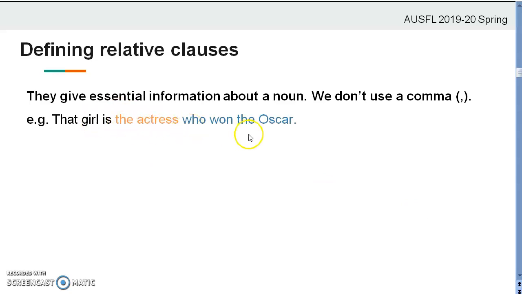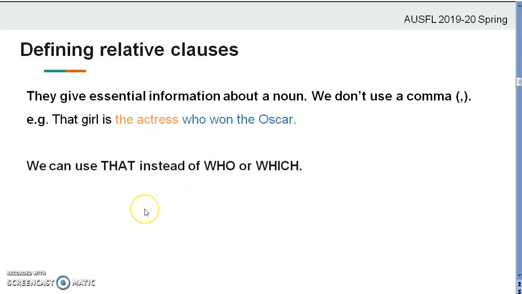That girl is the actress who won the Oscar. So here the actress is the noun, and just after the noun, the "who won the Oscar" part is defining the actress. It's giving information about a noun, and it comes just after the noun.